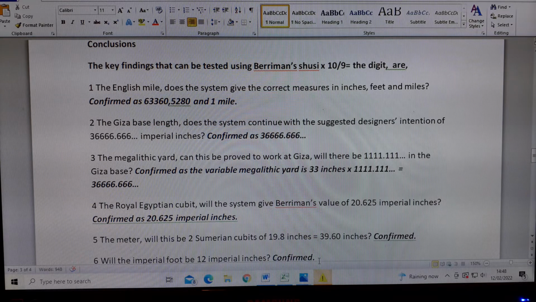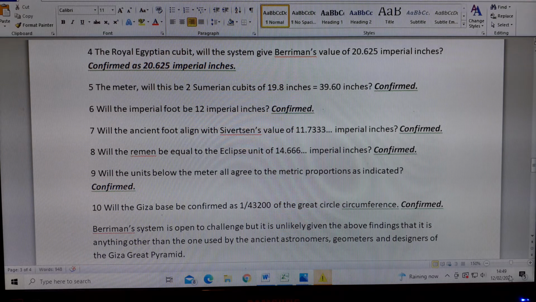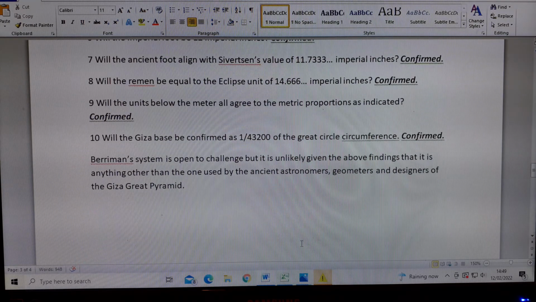The Royal Egyptian cubit confirmed as 20.625. The meter, 2 Sumerian cubits, 39.6, confirmed. Imperial foot, 12 inches, confirmed. Ancient foot, 11.733, confirmed. Eclipse unit, 14.666, confirmed. Will the units below the meter all agree to the metric proportions as indicated? Confirmed. Will the Giza base be confirmed as 1/43200 of the Great Circle circumference? Confirmed. Berriman's system's open to challenge, but it's unlikely, given the above findings, that it is anything other than the one used by the ancient astronomers, geometers, and designers of the Giza Great Pyramid.